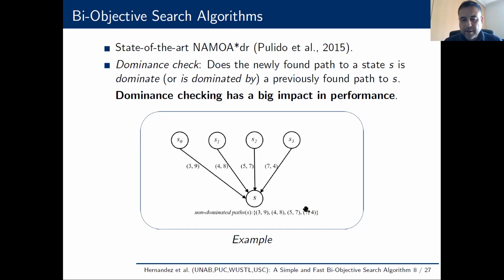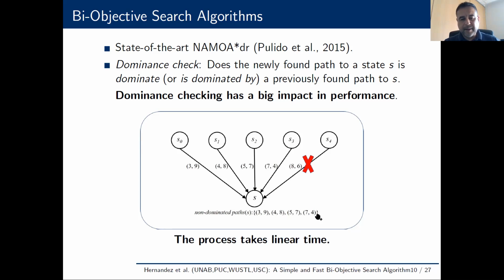And 7, 4 is not dominated by 3, 9, not dominated by 4, 8, and not by 5, 7. But now this path 6, 6 is not dominated by 3, 9, not dominated by 4, 8, not dominated by 5, 7, but it is dominated by 7, 4. This solution is not included in the non-dominated path set. This process takes linear time in the number of non-dominated paths for one state.